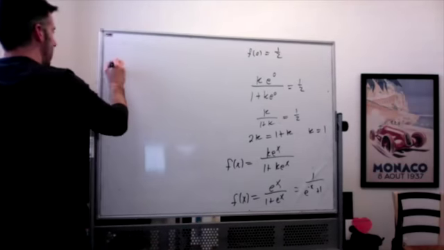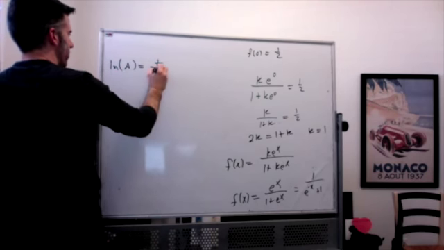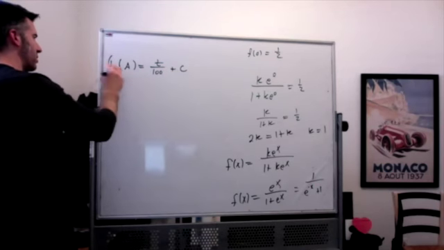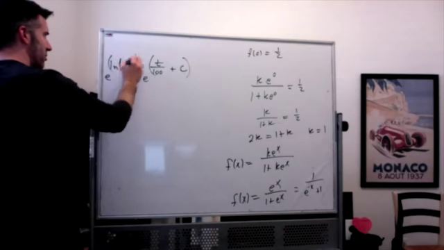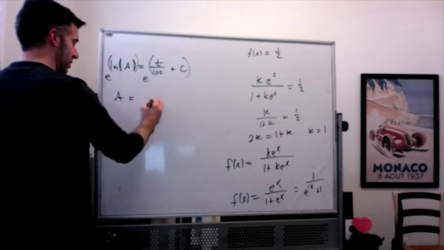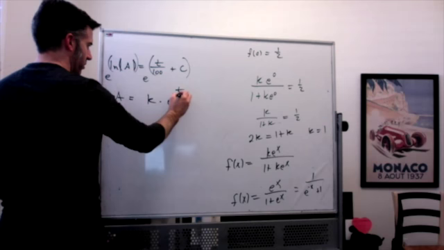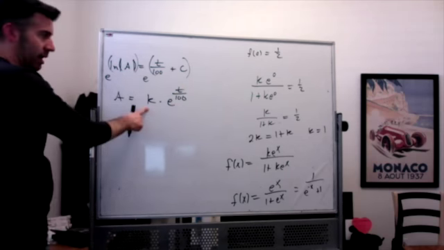So I've got the natural log of A equal to T over 100 plus C. We're going to rewrite this as e to the natural log of A equals e to the stuff. This is going to be A equal to, remember what this is going to be, K times e to the T over 100. And now is your moment to solve for your constant K.